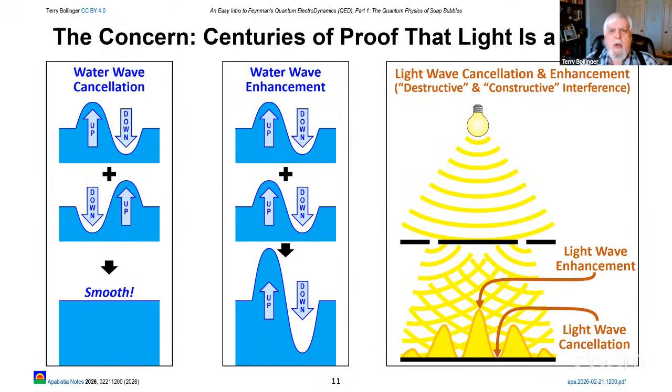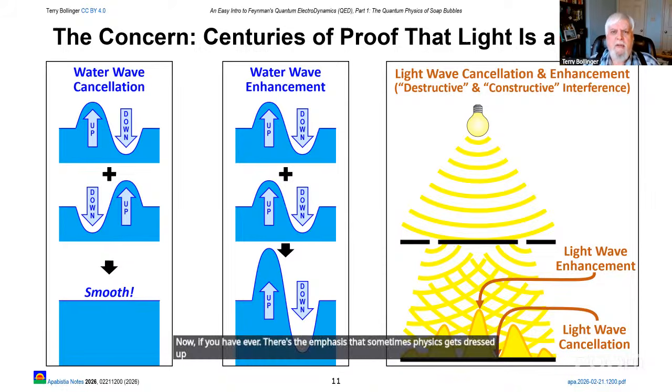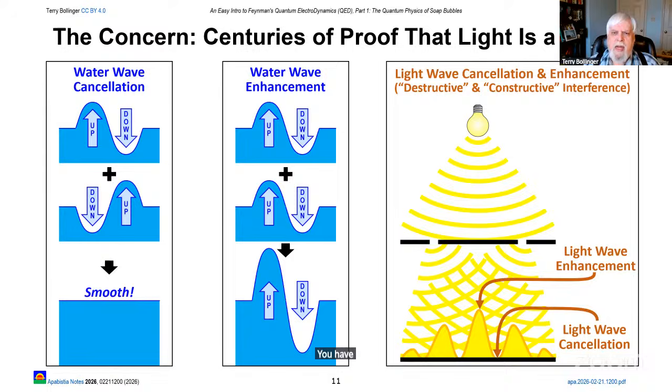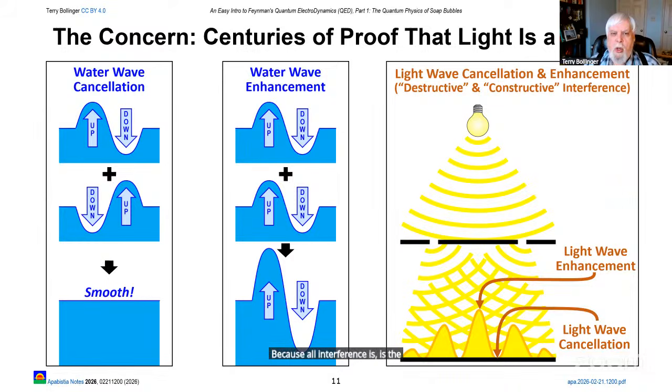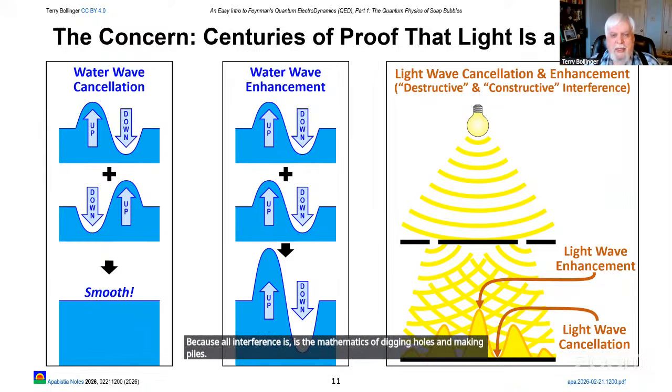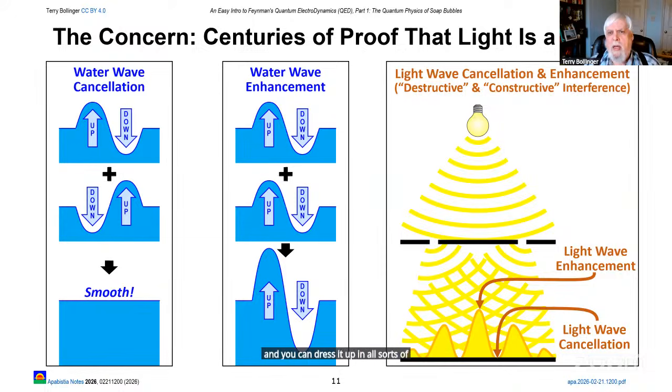Now, this is the emphasis: sometimes physics gets dressed up in too complicated a fashion. If you have ever dug a hole, you have noticed that in the process of digging a hole, you wind up with a pile. So we have a pile, we have a hole. If you can understand the ideas of digging holes and making piles, you understand the phenomenon called interference. Because all interference is the mathematics of digging holes and making piles. And you can dress it up in all sorts of fancy ways, but that's really all it adds up to.